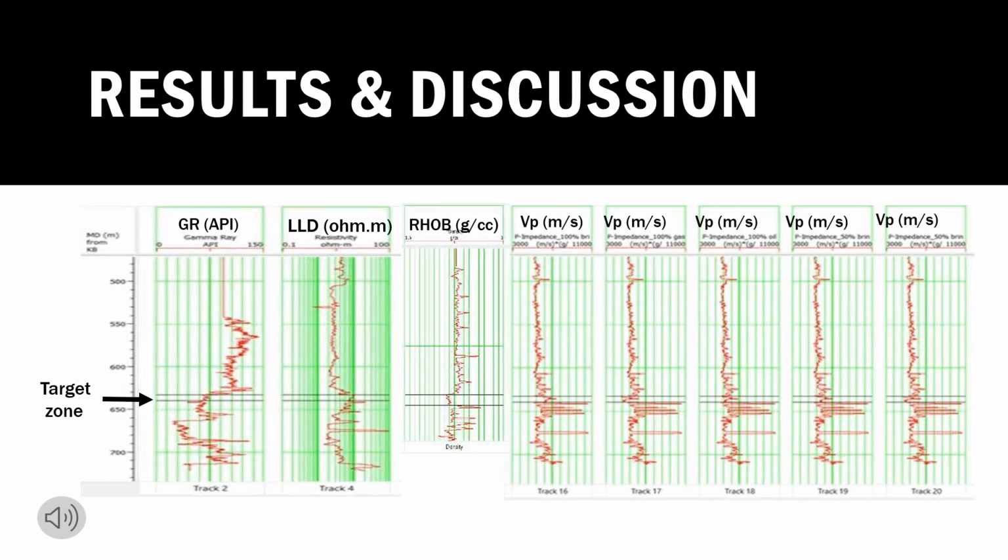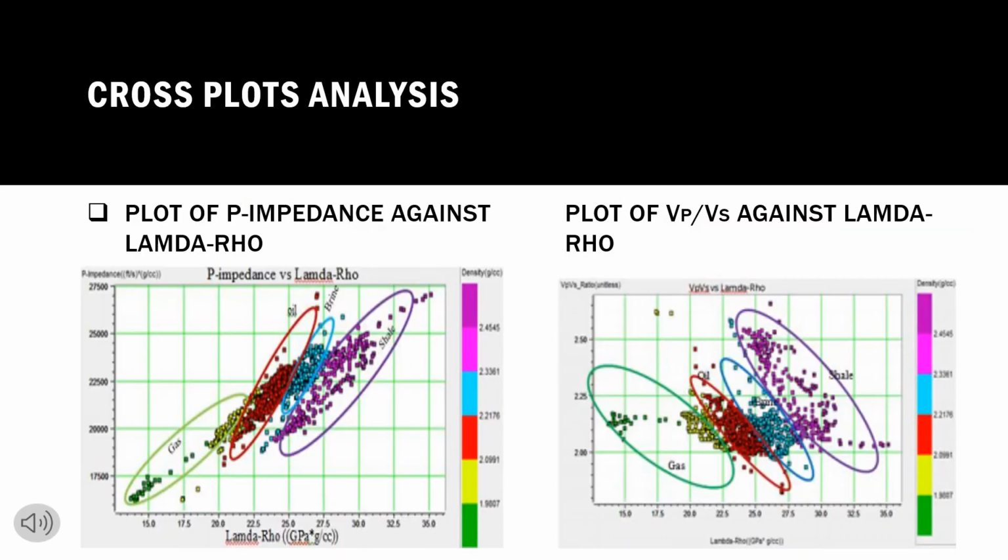Well, here are the logs response, which was created using Gassmann fluid substitution, and we delineated our target zone, which is between 600 to 650 meters. Now, let's talk about cross-plot analysis. First, acoustic impedance versus Lambda-Rho.